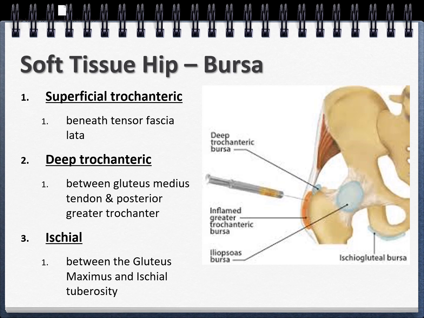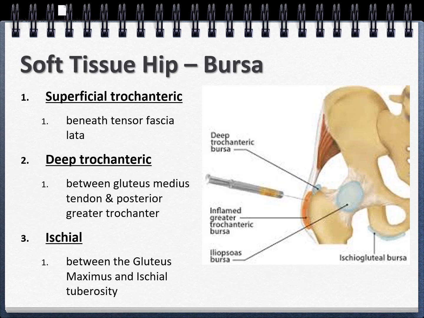So repeat after me: superficial trochanteric bursa, tensor fasciae lata, deep trochanteric, ischial bursa.